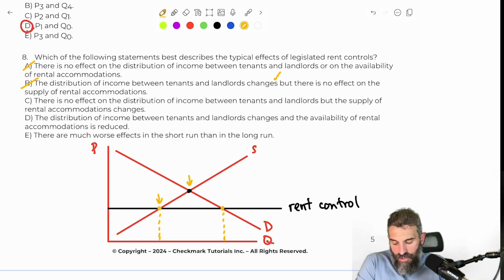There is no effect on the distribution. There is. The distribution of income between tenants and landlords changes, yes, and the availability of rental accommodations is reduced. That's the one. There's going to be fewer rentals available.